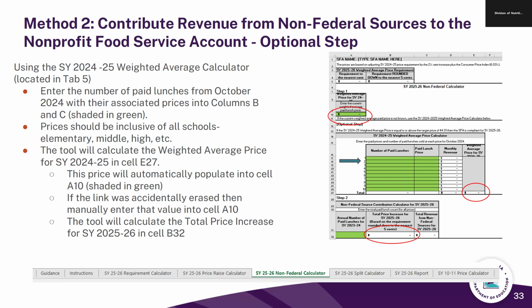The price will automatically populate into cell A10, which is shaded in green and circled. If the link was accidentally erased, then you would need to manually enter in that value into cell A10. The tool will calculate the total price increase from 25-26 based on the requirement rounded down to the nearest 5 cents into cell B32, which is circled on the screen as well.